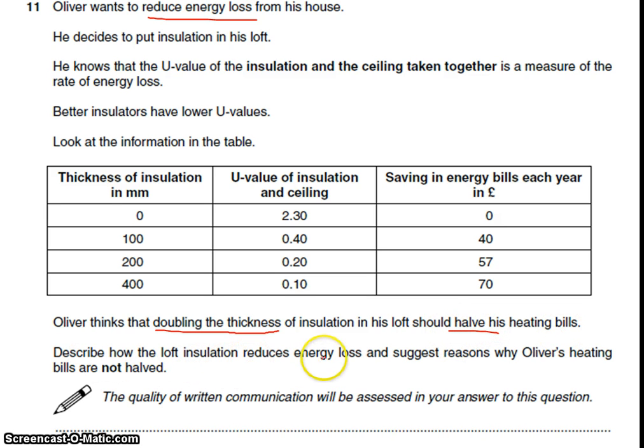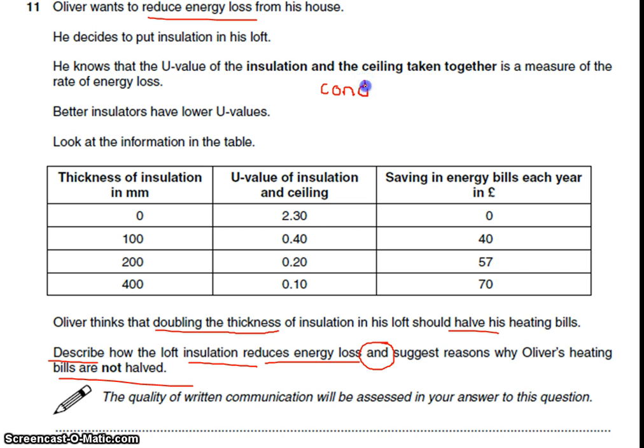Describe how the loft insulation reduces energy loss. Now that, describe how the insulation reduces energy loss, is a key bit, and then suggest reasons why Oliver's heating bills are not halved. So the main bit of this is explaining how insulation works. So you need to remember that there are 3 types of thermal transfer.